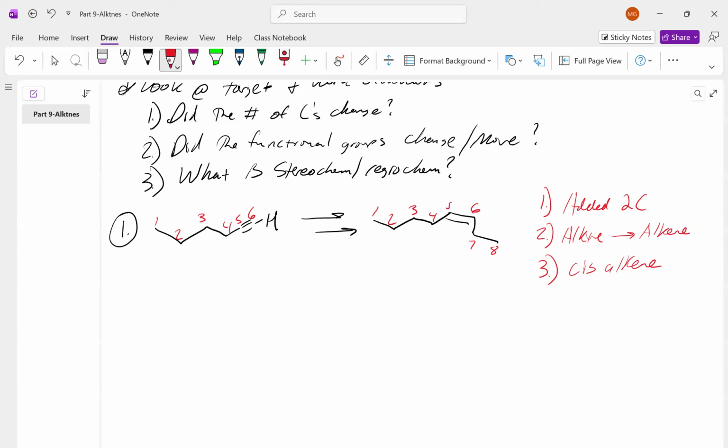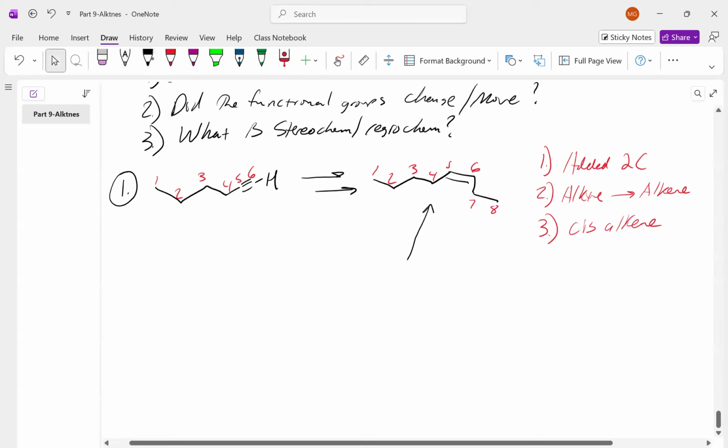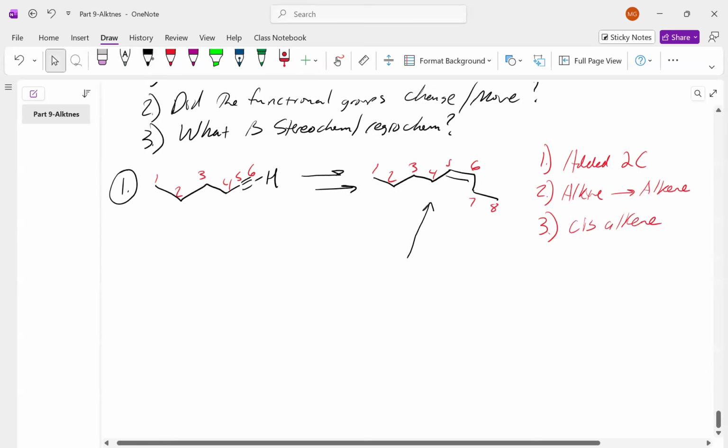Now, what I'm going to do is I'm going to work backwards a little bit. I'm going to imagine the final step here in making that cis alkene. Now, what's the only way that we know how to make a cis alkene?